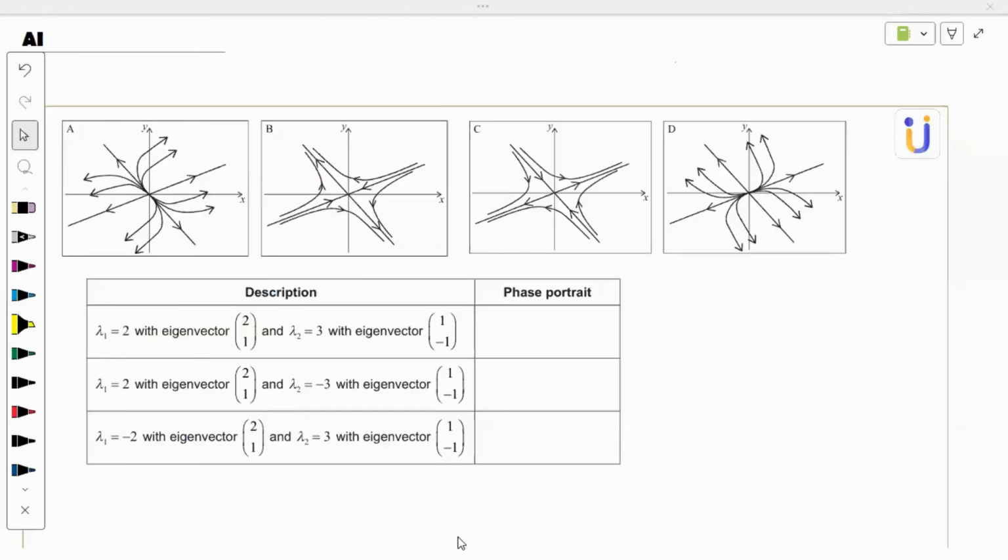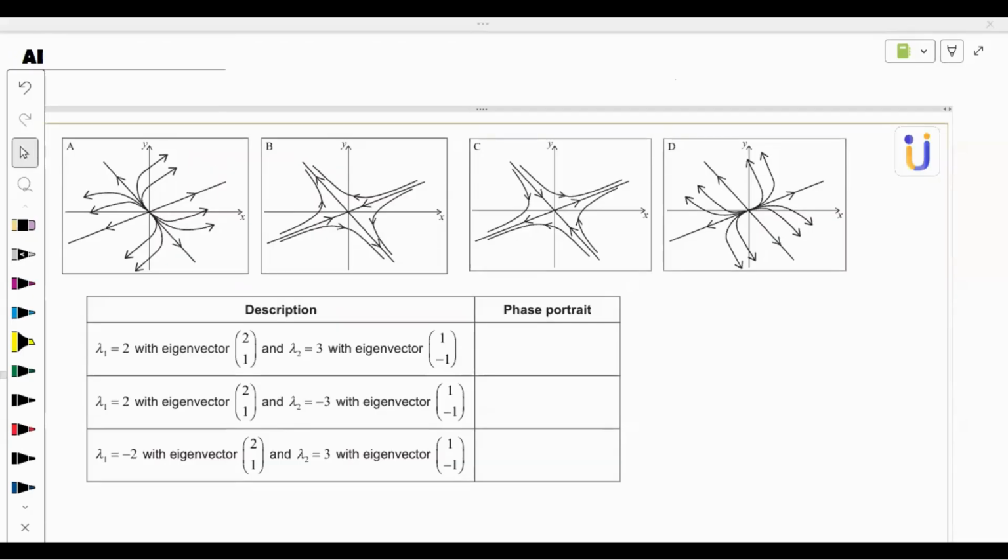Hello everyone, welcome to the past paper discussion. We are in the 12th question of this particular series, and this is a phase portrait based question. Let's get started.